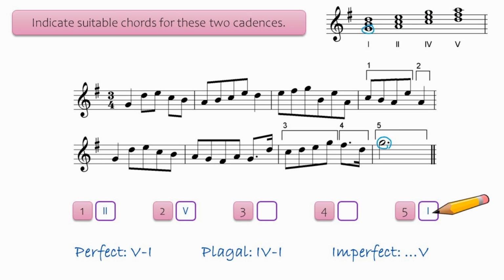Chord 1 can only be preceded by chords 5 or 4. There is no cadence which uses the progression 2-1, so that will never be the right answer. The fourth chord contains the notes D and F sharp, so this is chord 5.